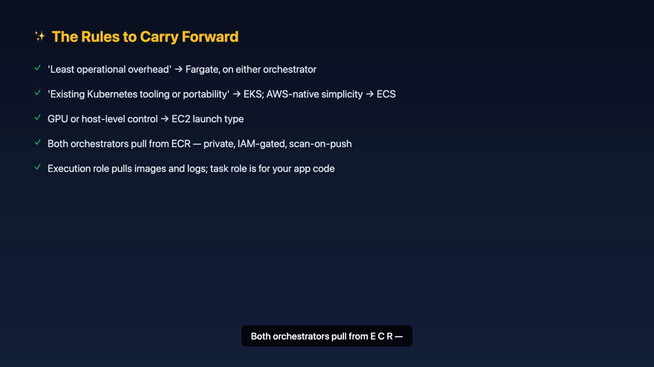Both orchestrators pull from ECR, private, IAM gated, with scan on push to catch vulnerable images. And the execution role pulls images and ships logs, while the task role is the one your application code uses. Now let's see how well all of that landed with a quick 5-question quiz.